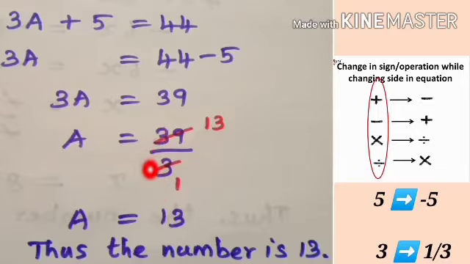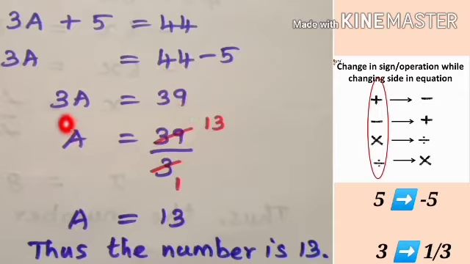So 3 becomes 1 by 3 and 5 becomes minus 5. So let's do the problem. So 3a, this plus 5, when it crosses the equal to sign, it becomes minus 5. So 44 minus 5. And in the next step, 3a is equal to 44 minus 5, which is 39.